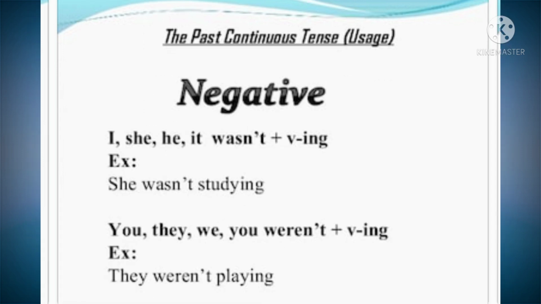This is the structure of negative sentences in past continuous. Subject plus was or were plus not or n't plus ing form of the word. She wasn't studying, they weren't playing. Okay, in order to frame negative sentences, we have to add not or n't, that is the short form of not, along with the auxiliary verb. Okay, what will be the auxiliary? Was or were. So it will always be wasn't or weren't in past continuous negative sentences.